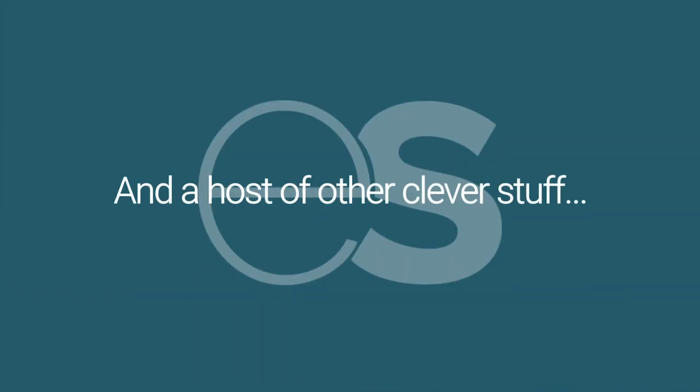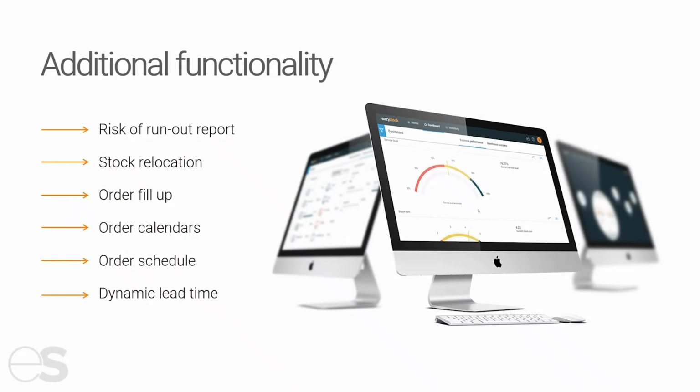So they're the three main areas of an inventory optimization tool. But obviously, EasyStock has a host of other clever features that we found are really useful. I've picked out some features here that have been invaluable to our customers to help them with the supply chain disruption that they've seen over the past couple of years. So I'm just going to pick three from here.